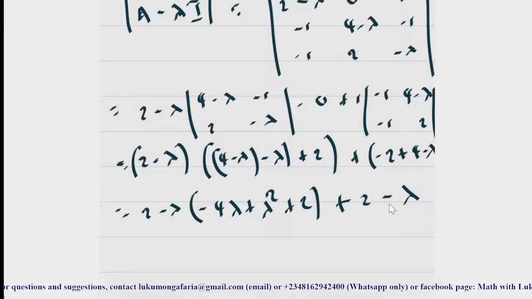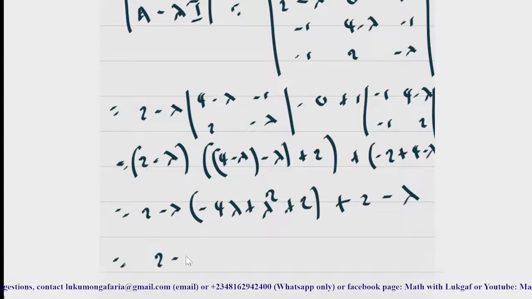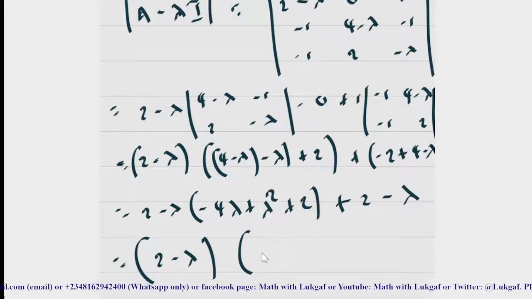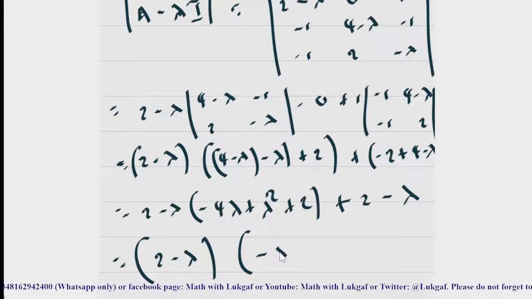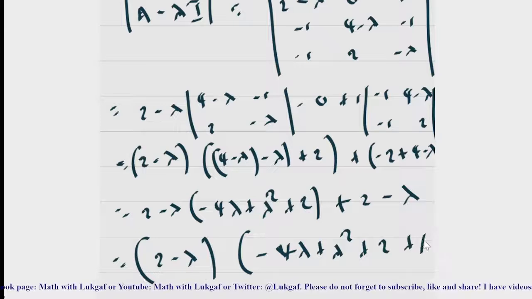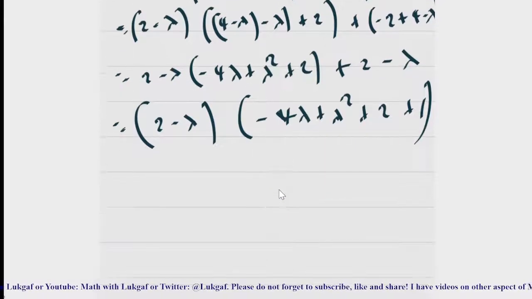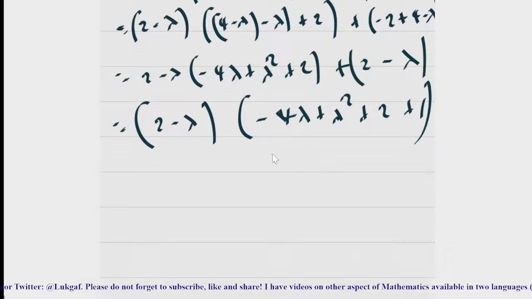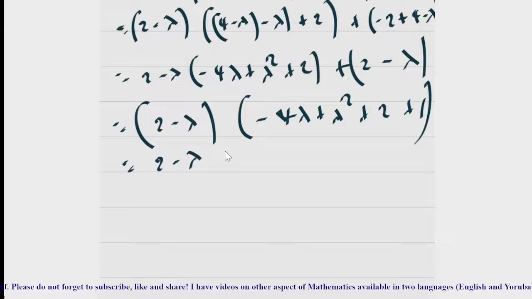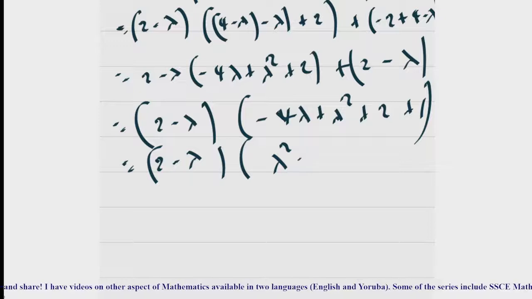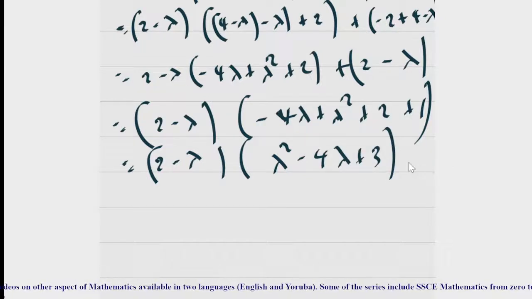You understand now? You can see what you have in common here. 2 minus lambda is common. I can factor it out, so that will make my work easier. So then this is going to remain minus 4 lambda plus lambda squared plus 2 plus 1. I hope you understand why I have plus 1, because I factored this guy out, this one will remain 1. So this is going to give me 2 minus lambda times lambda squared minus 4 lambda plus 3, if you rearrange. So this is my characteristics polynomial.